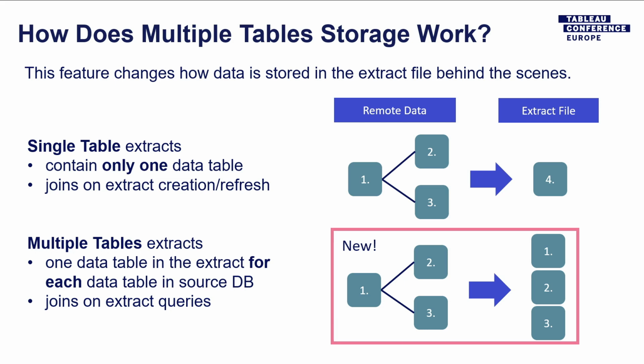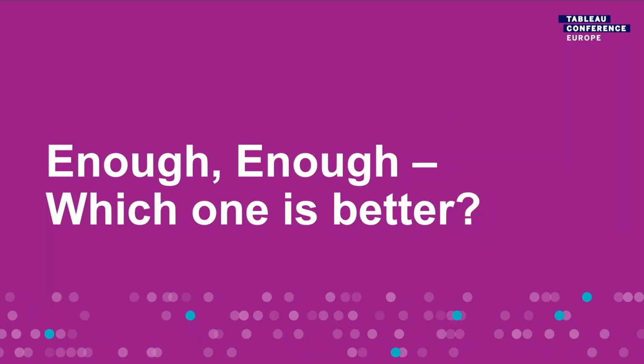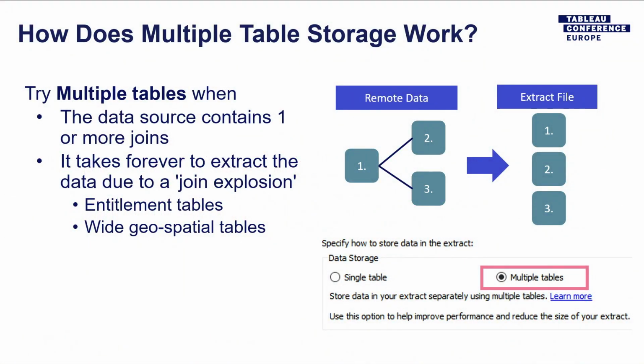Right, so what does this mean? What is better? I think the common theme here is that it really depends on the situation. Multiple tables are good obviously if you have at least one join, otherwise there's no point in using them. And that's a very rough outline, but if it really takes very long to create the extract, right?